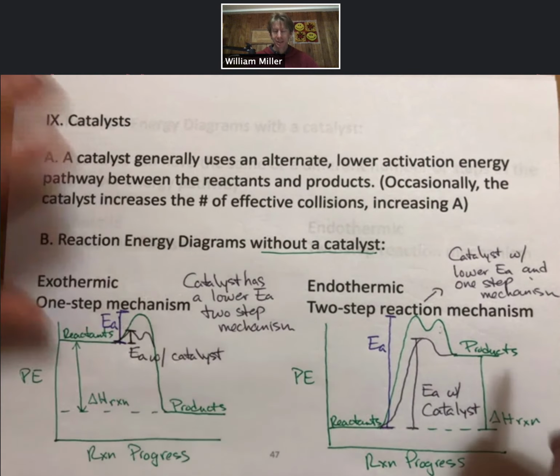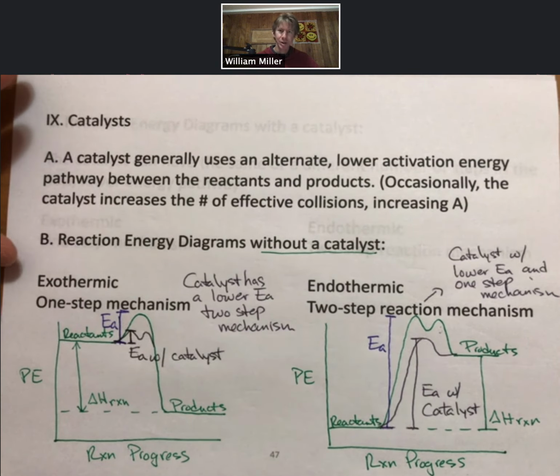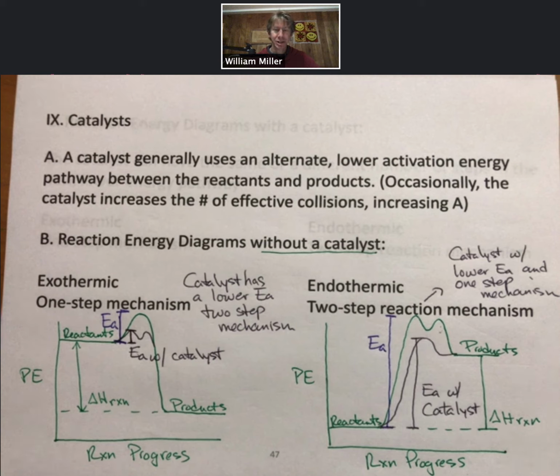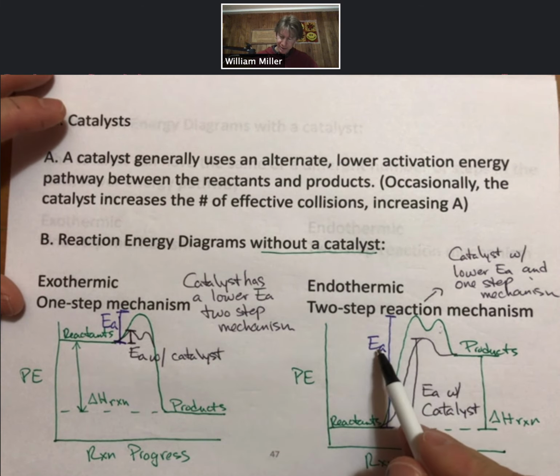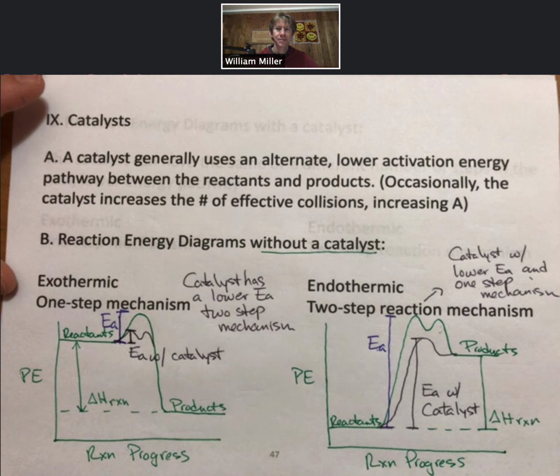What's important for us to know is that catalysts lower the activation energy by changing how the reaction occurs. That change and the lower activation energy allows the reaction to go faster because, as we've seen, lower activation energies lower the energy needed for the reaction to occur.